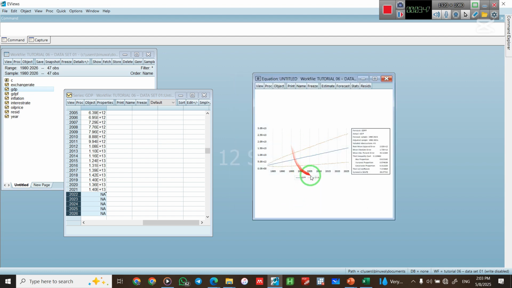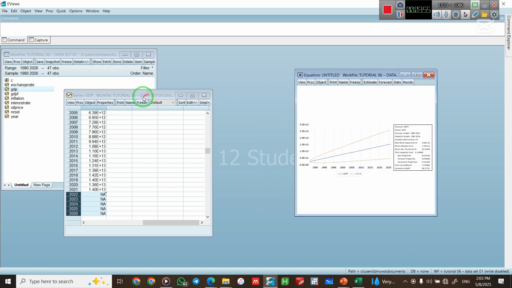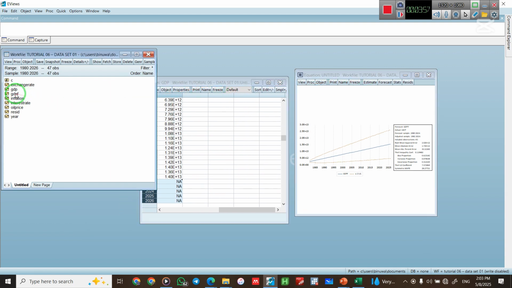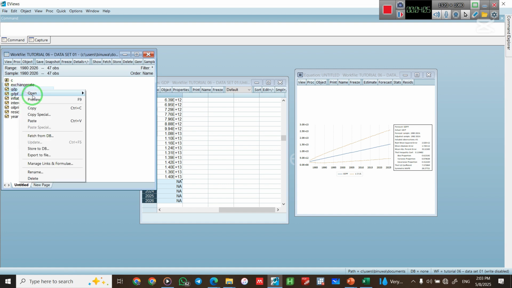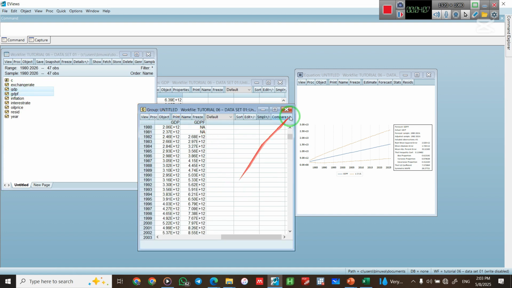So you will come up with this kind of a graph. This blue line is your forecasted value, right? And you can also see that in this window another variable has appeared as GDPF, right? If I open both this GDP and GDPF together, you can see that in the GDP column the values for 2022 to 2026 are not available, but in the GDPF the values have been added. These are the values that we have forecasted, right?